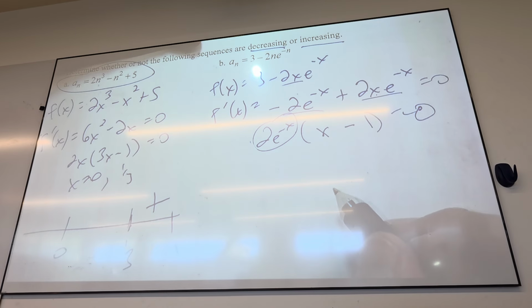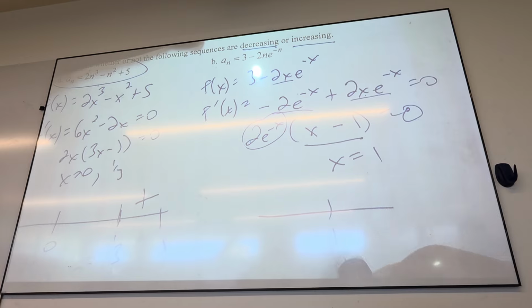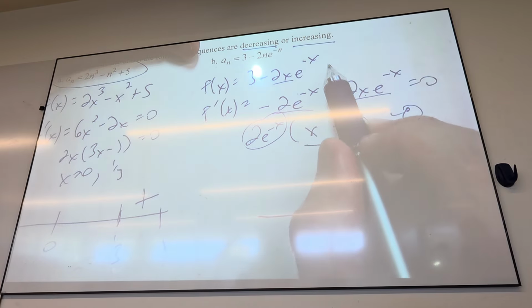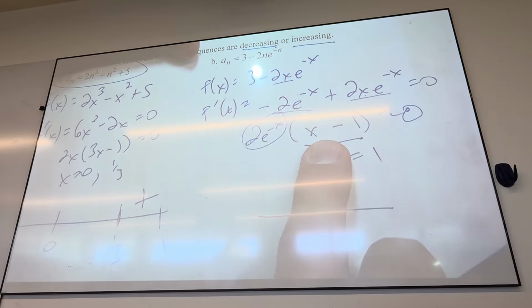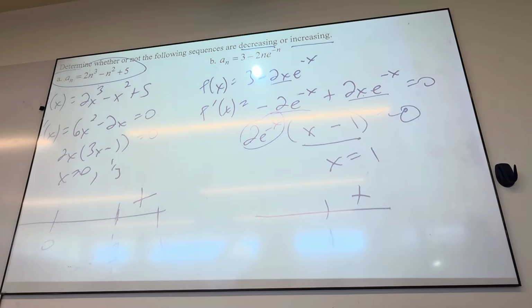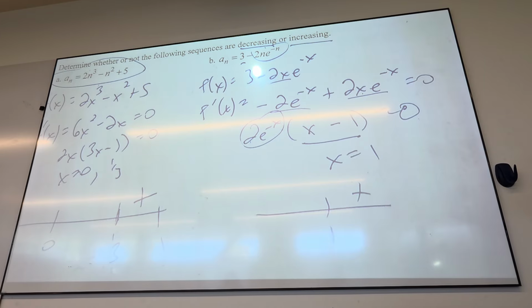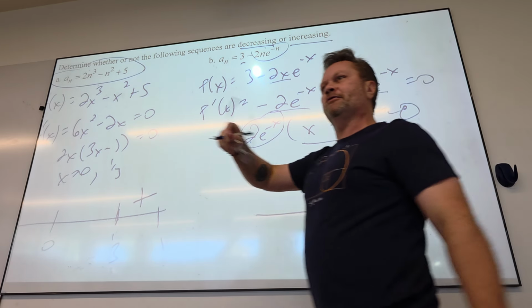Is this ever 0? No. Nope. So then when is this 0? 1. So I make a little sign diagram. If I plug in a number above 1 into this, it'll be positive times positive, so this is always increasing. Is that cool? Which makes sense, because it's 3 minus something that is getting smaller. So therefore, it's increasing.